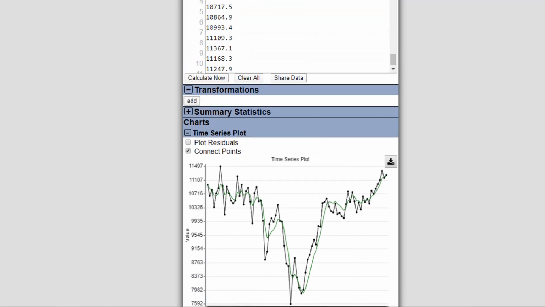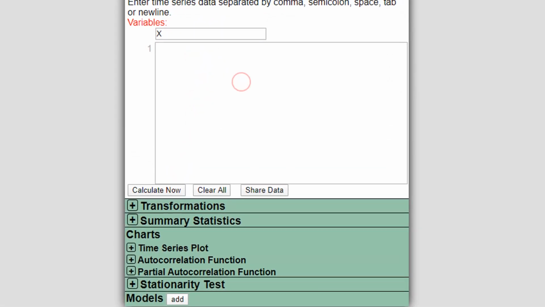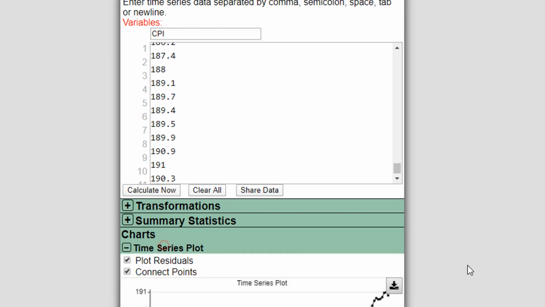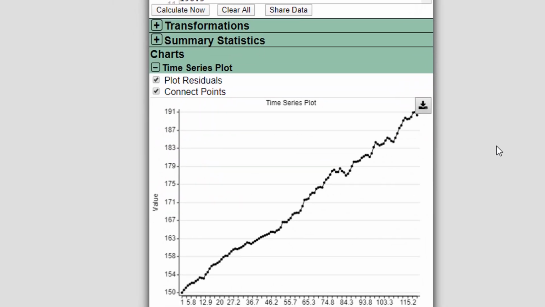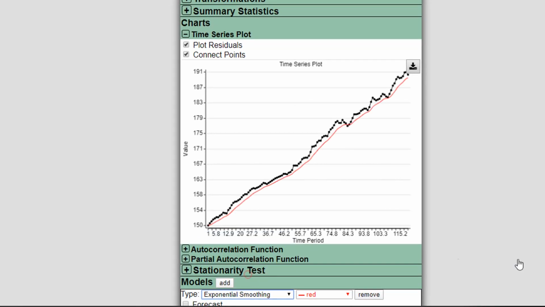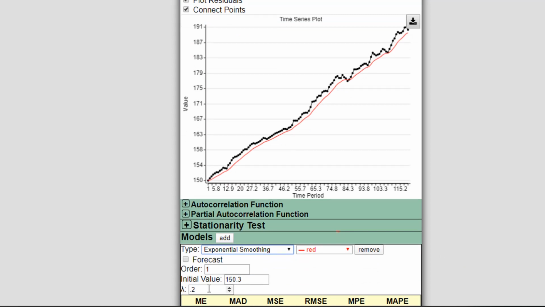For example, I'm going to clear my data and show you a different data set that has a really big trend. Okay, this is CPI data, the Consumer Price Index. Let's look at this time series plot. There's a really, really obvious trend. It's a very linear trend. If I try to smooth this with an exponential smoothing curve, it looks like I'm a little slow. I'm not going through these points very well. But if I do a second order, it captures this trend way better.